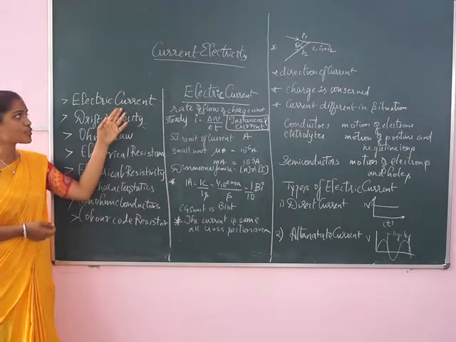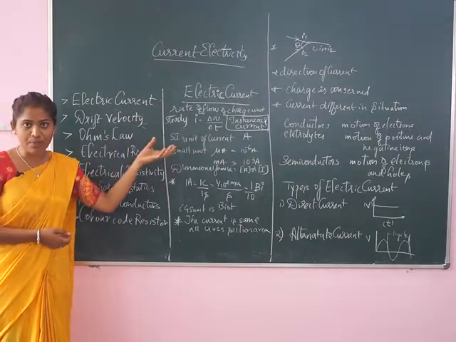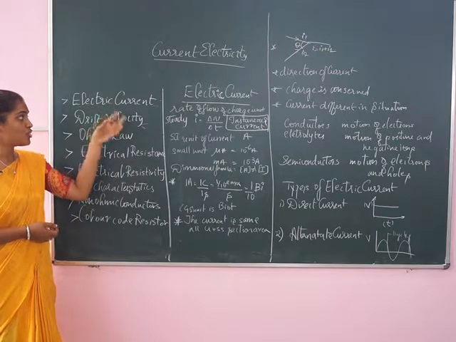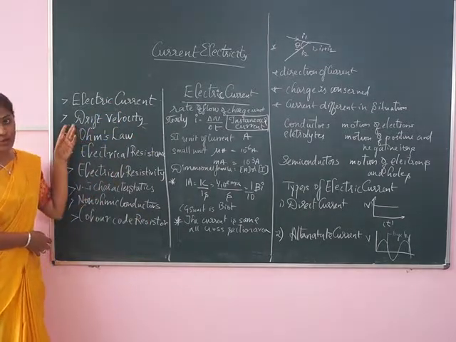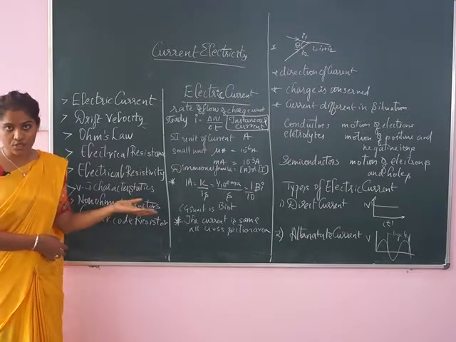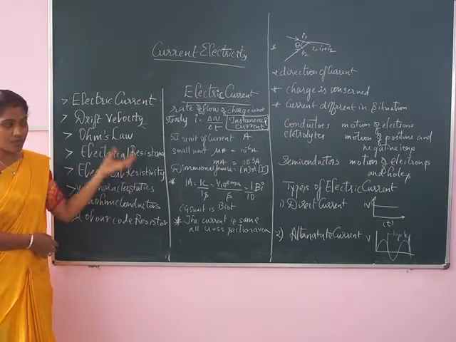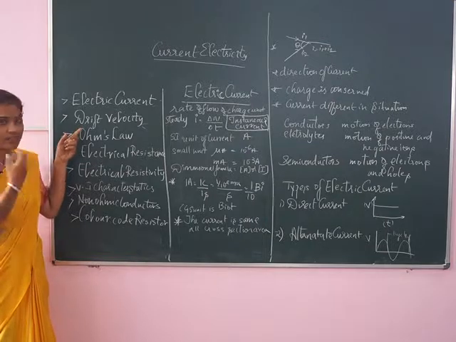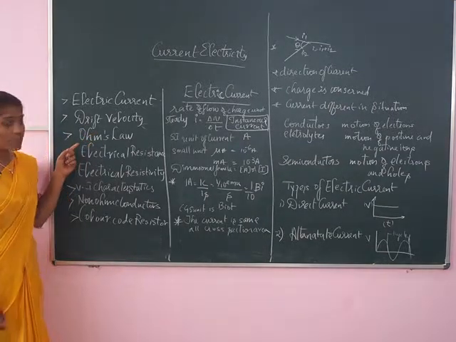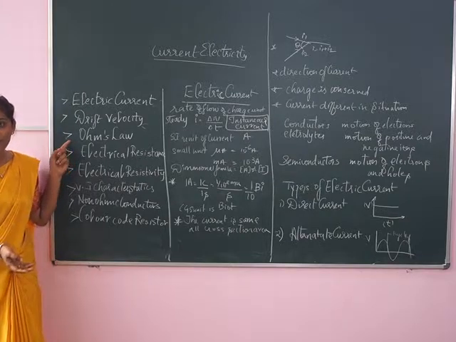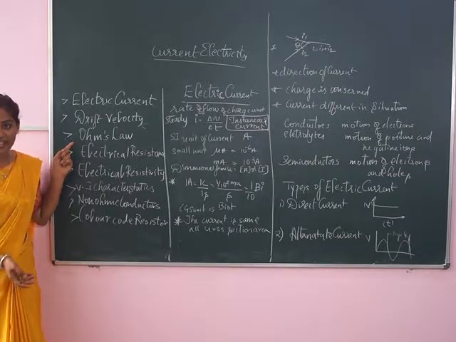Here you are going to study how the charges move and what the characteristics of the current are. Next, the drift velocity: how it takes place and what the formula is. We can also solve a few problems regarding the drift velocity. And Ohm's law, where you can see the relationship between potential and current.